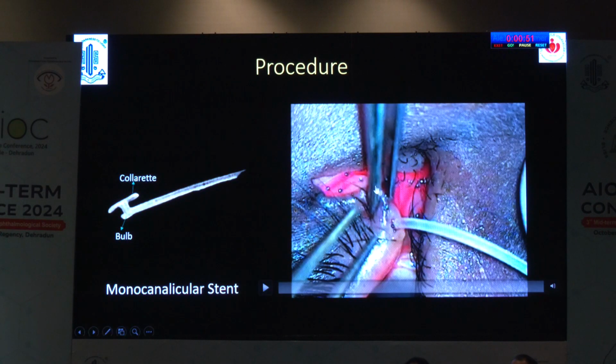Now, this is a monocanalicular stent which we use. It has a body which is 40 millimeter in length, and this one is the head. There is a bulb which will go into the ampulla of the canaliculus, and this is a collarette which will stay outside the punctum.